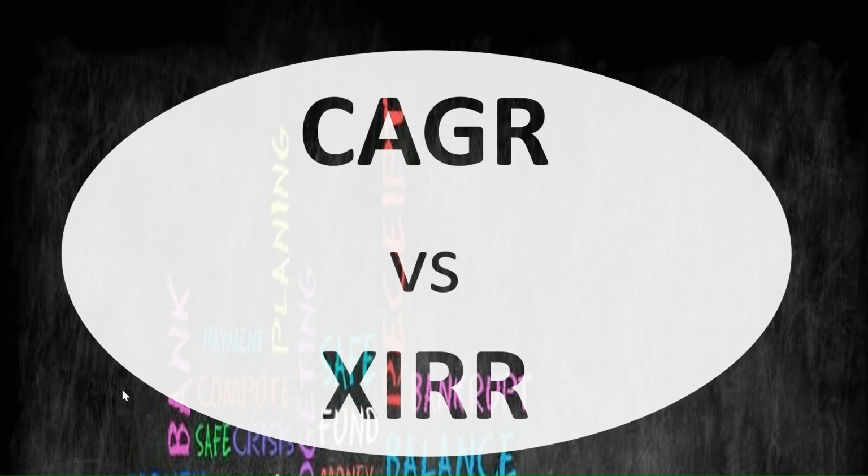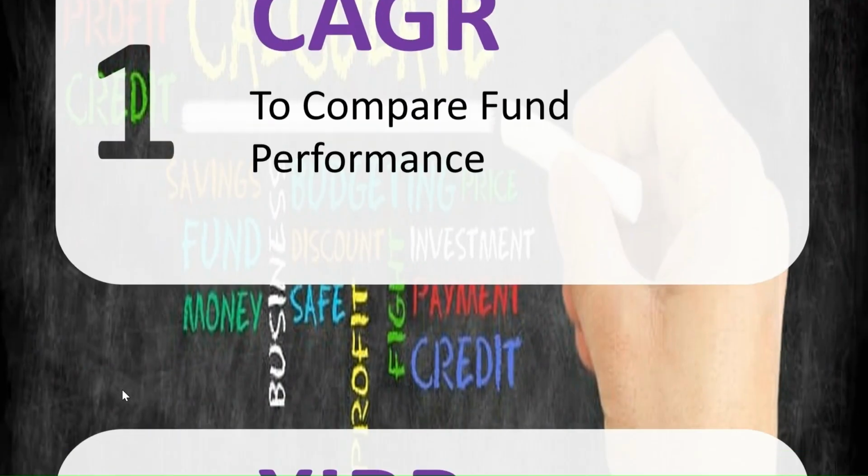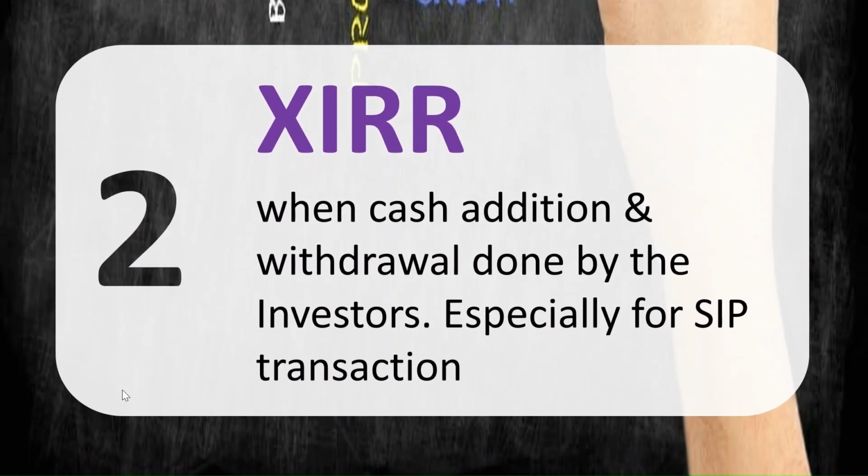In summary, to compare fund performance, CAGR is appropriate. However, when comparing investors' performance involving cash additions and withdrawals, XIRR is necessary, especially for SIPs, that is systematic investment plans, where investments occur regularly. We should use XIRR for evaluation.